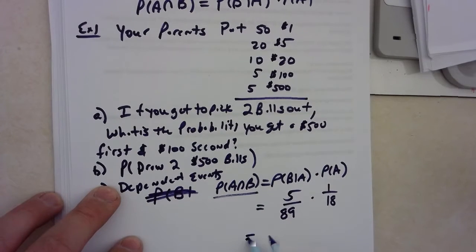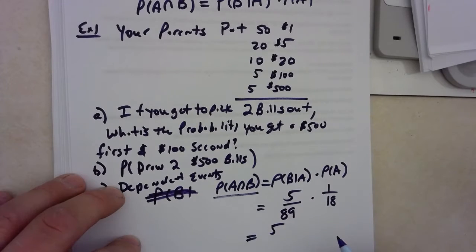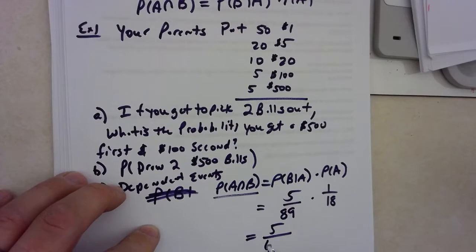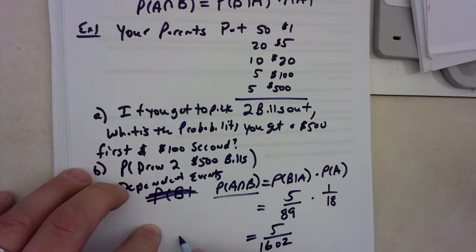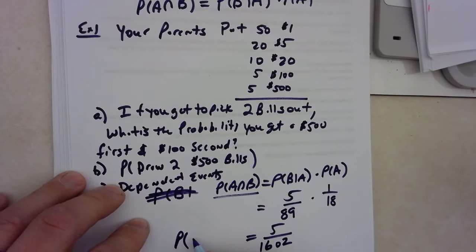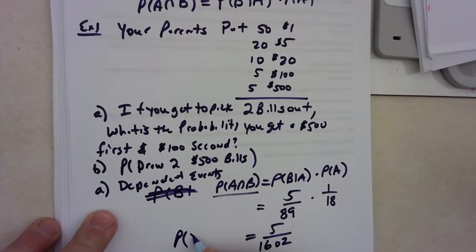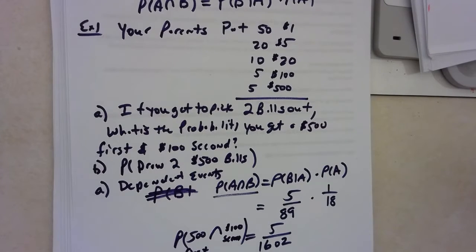Question: how do you multiply two fractions? Straight across. Times 89. Kai, what's 18 times 89? 1602. Does that reduce down? That doesn't reduce because that's not divisible. So the probability of getting exactly a $500 first and a $100 second is equal to 5 over 1602.